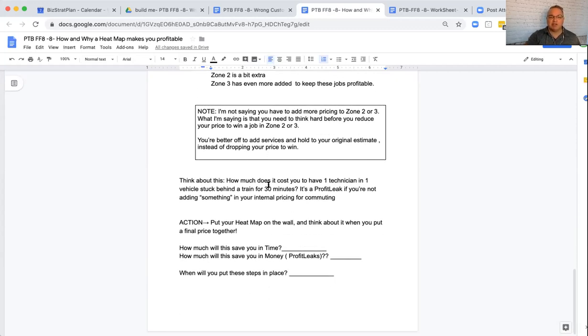All right, here's an example. Think about this. How much does it cost you to have one technician in one vehicle stuck behind a train for 30 minutes? Now, some of you have already left this training in your mind because you're thinking, oh my God, one of my guys is stuck in traffic behind a train right now, and it's driving me nuts, because you're paying for that time. Those little profit leaks add up. That 30 minutes for that guy's hourly rate, let's say his hourly rate is $30, that's $15 you're spending for him to watch the side of a graffitied train. Put your heat map on the wall. Think about it when you put your final price together, okay?